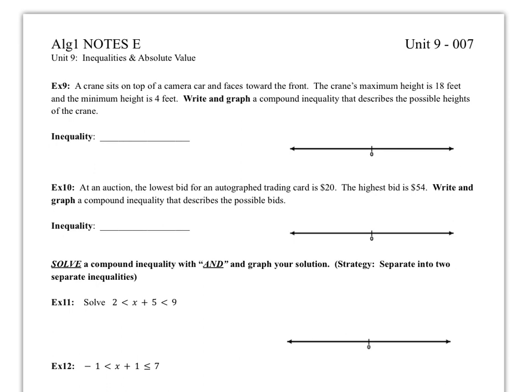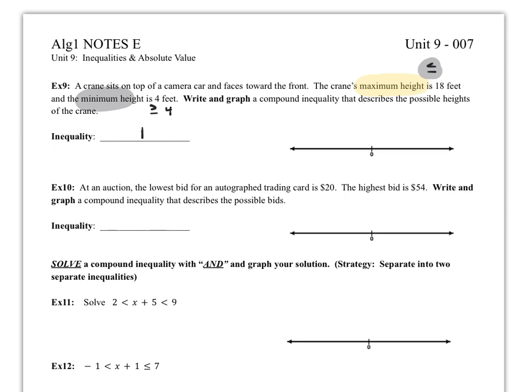So here it says a crane sits on top of a camera car and faces the front. The crane's maximum height is 18 feet, so that means it cannot go higher than 18. So I want to think less than or equal to for that. And the minimum height is 4 feet, which means it can't go lower than 4 feet, so it's going to be greater than or equal to 4. So we're going to write a compound inequality that describes the possible heights of the crane.